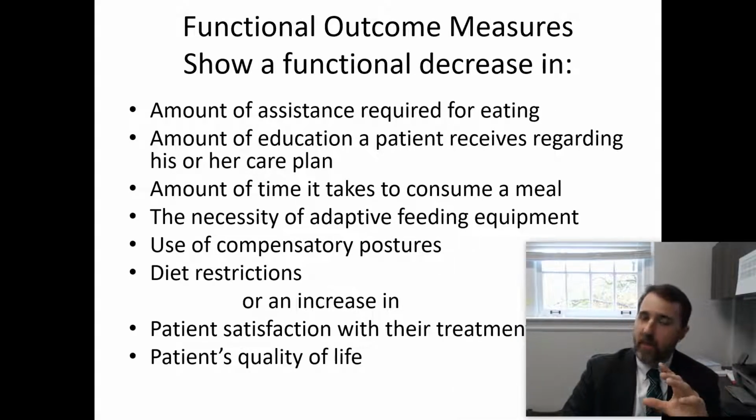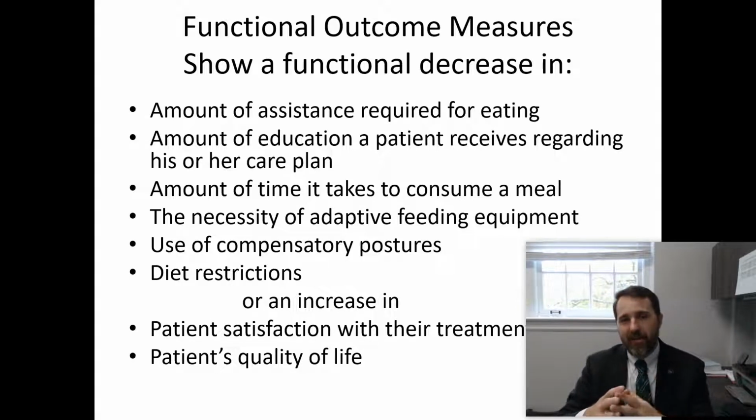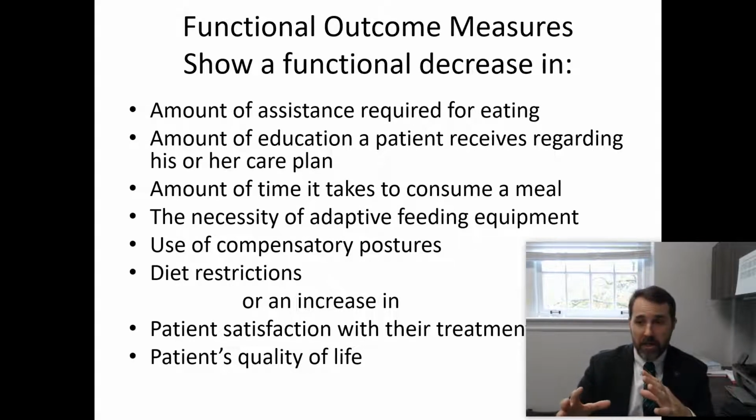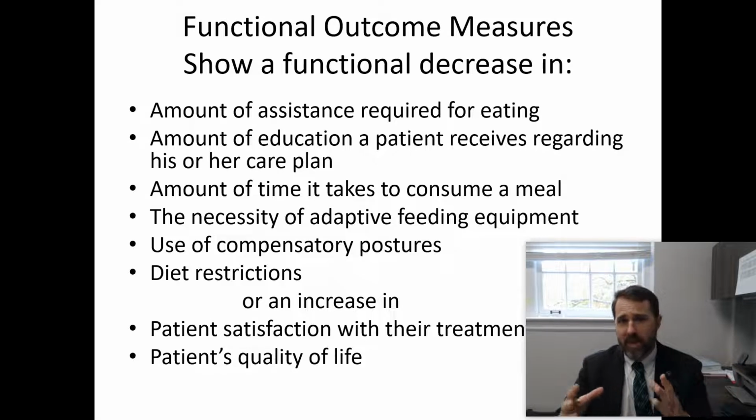Some usual ways that we show progress, improvement in a patient, is using functional outcome measures. And this is basically just parameters that we can measure to show an improvement in the patient's ability to swallow, take food, or maybe their quality of life. So some common ones: the amount of assistance required for eating. If you can show the patient now needs less assistance to eat than they did before your therapy, that's an improvement.